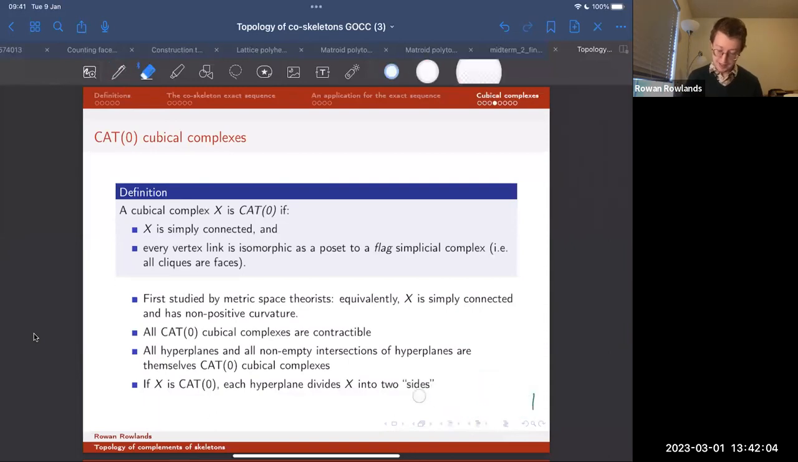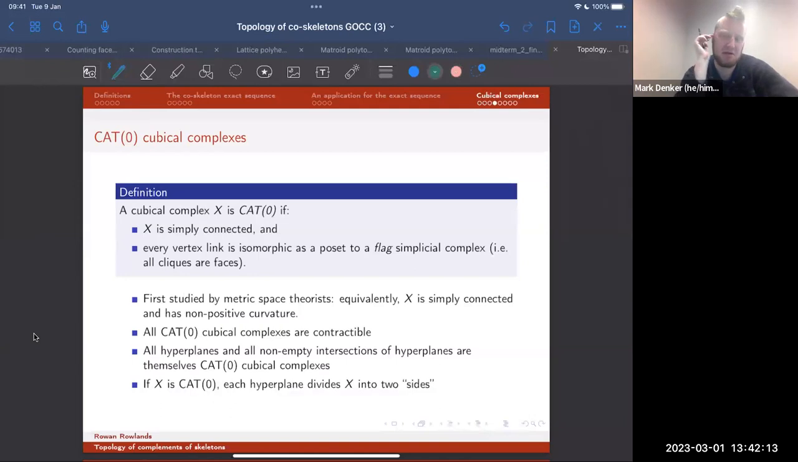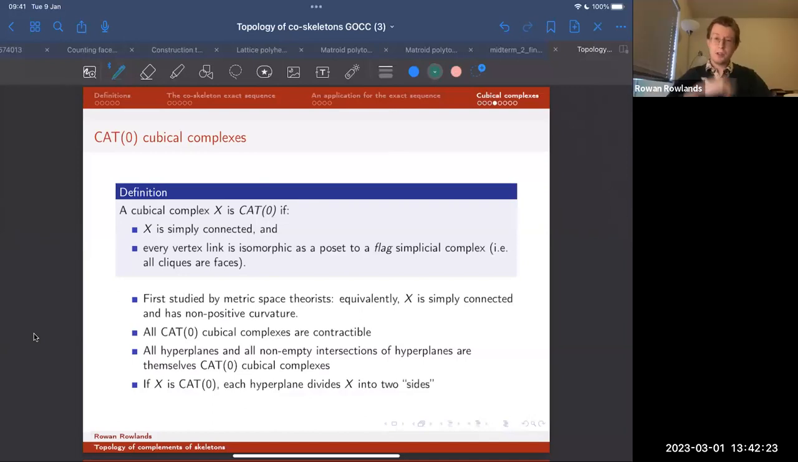But for cat-0 things, that doesn't happen. Every hyperplane actually splits the complex into two halves. Out of curiosity, is that not covered? So would this be true of all simply connected spaces? Good question.